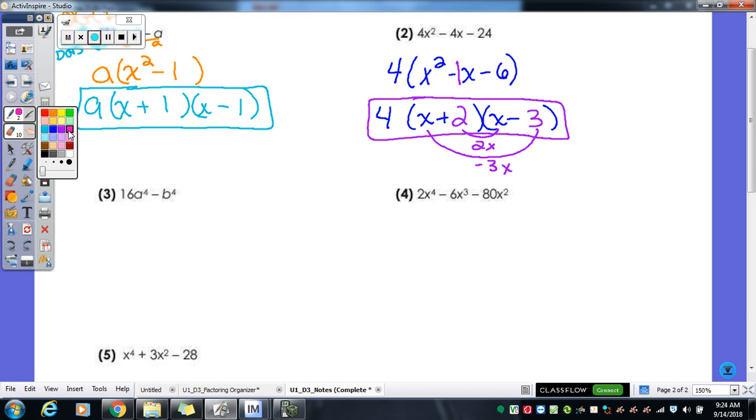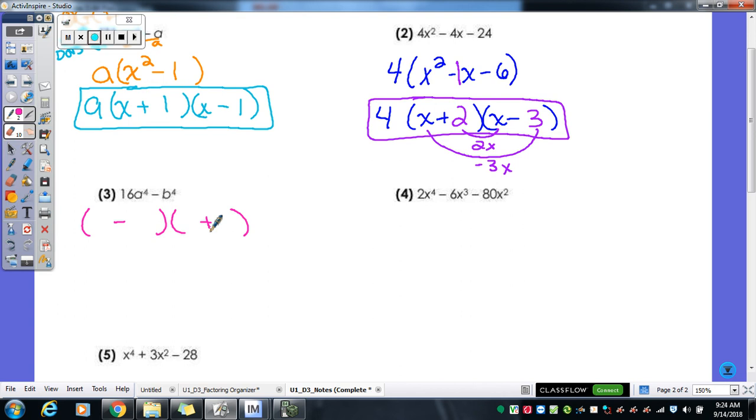All right, number 3, do we have a GCF? Nope, not this time. No GCF this time. So are those perfect squares? Is 16 perfect? And we have even exponents, so we got 2 perfect squares. So this is going to be dots. So I'm going to set up my 2 sets of parentheses. One's minus, one's plus.